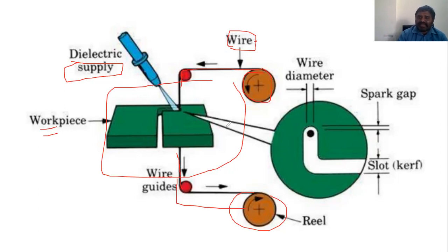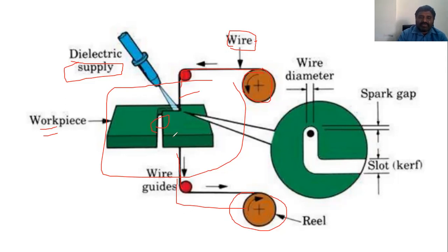Then removal of material occurs due to the electrothermal process. Due to the spark and the heat, the excess material is removed from the workpiece to get the desired size and shape. Machining of the material takes place here. We have to maintain the diameter of the wire as well as how much cut slot is to be made. There will be a gap; a spark gap should be there.